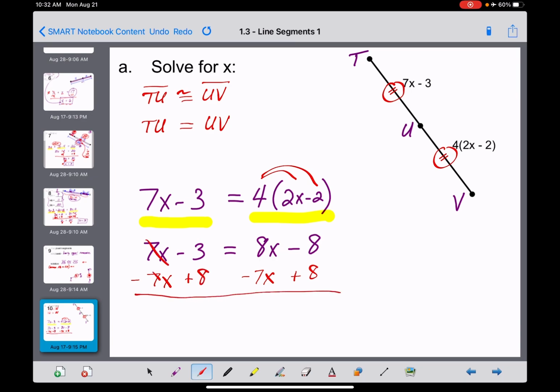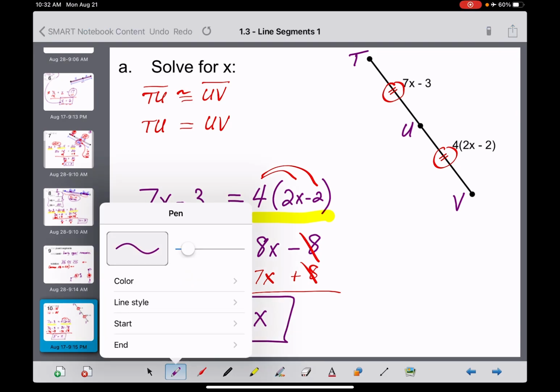So let's see. Those 7x's cancel. Those 8's cancel. And I think we got lucky on something here, guys. Negative 3 plus 8 is going to be 5. 8x minus 7x is 1x. We just write that as x. And because our coefficient is 1, we're done. We've got x is equal to 5.